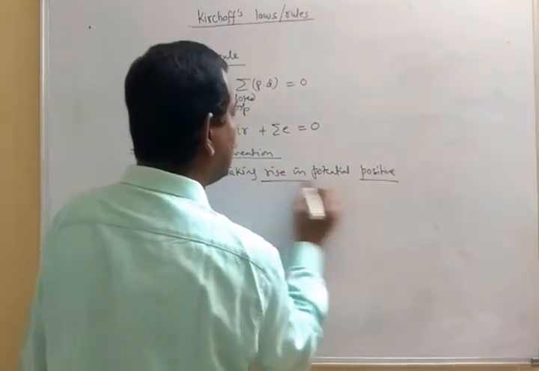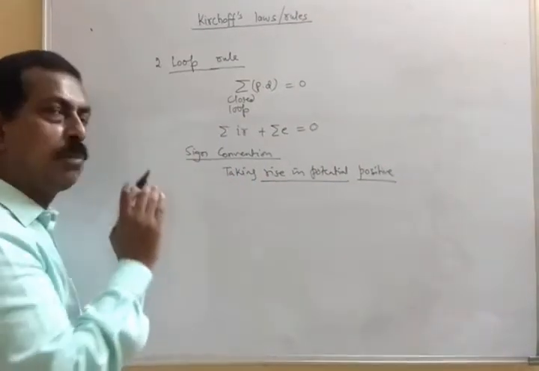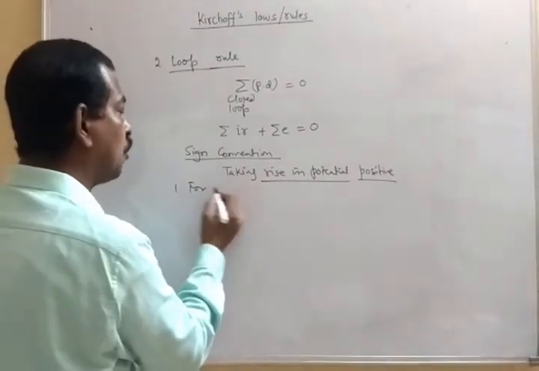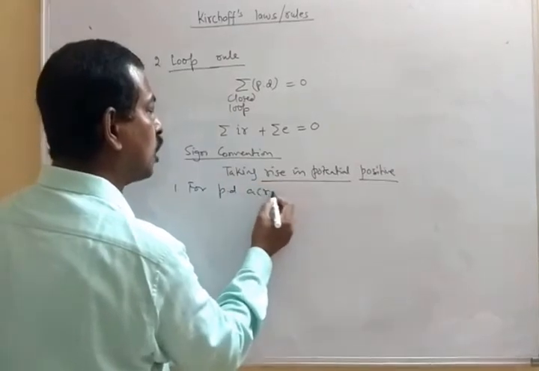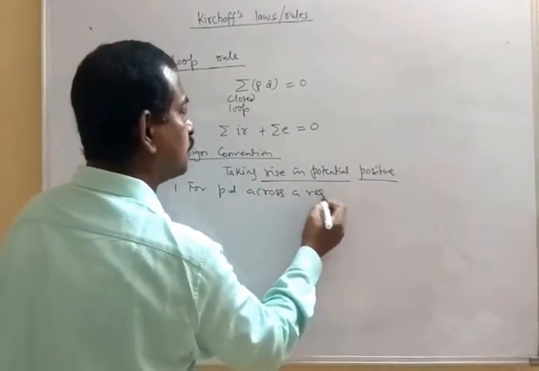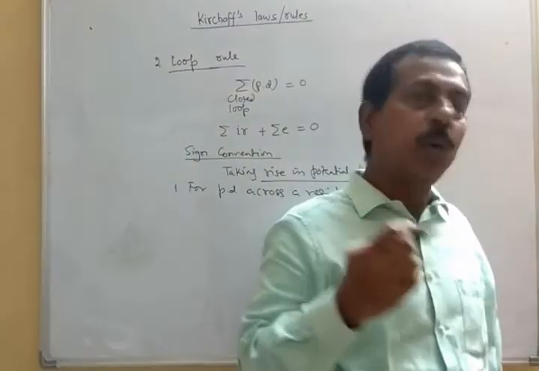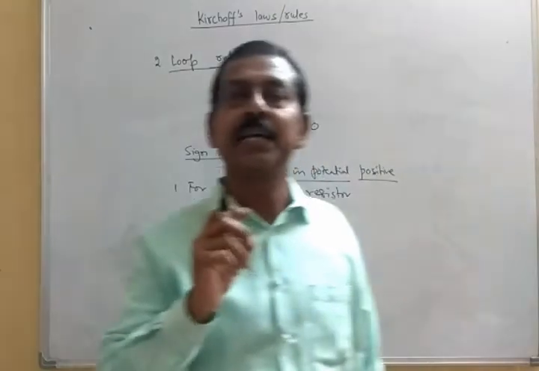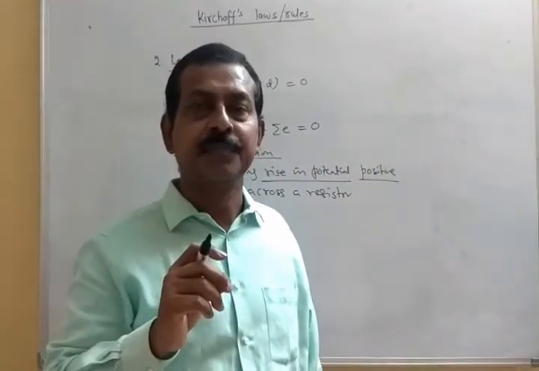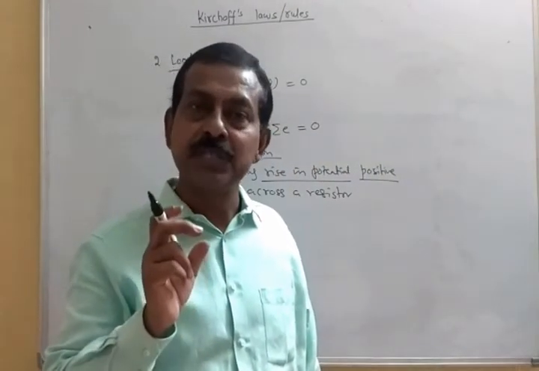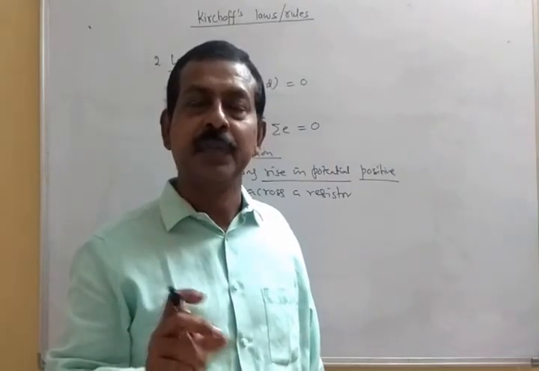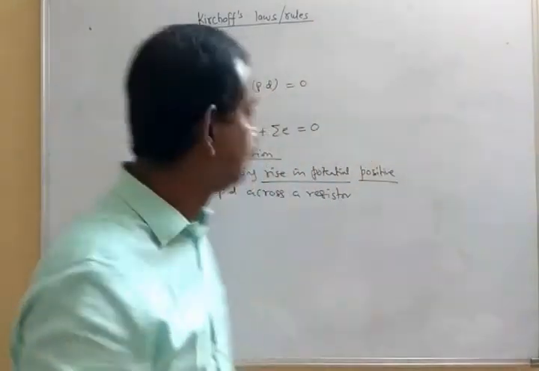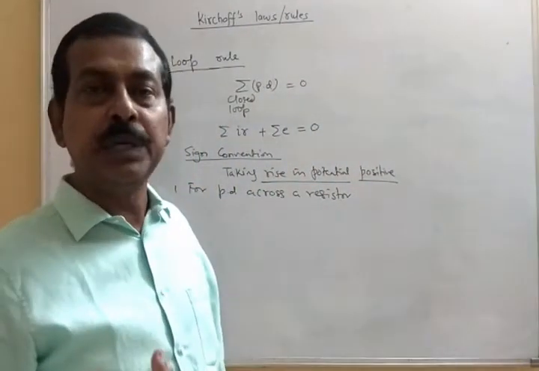So our discussion will be taking rise in potential as positive. For the first case, the potential difference across a resistor: while passing through a resistor in the same direction of current, we take the potential difference as negative. If you are going in the direction of current, we take the potential difference as negative, whereas in the opposite direction, it will be positive.